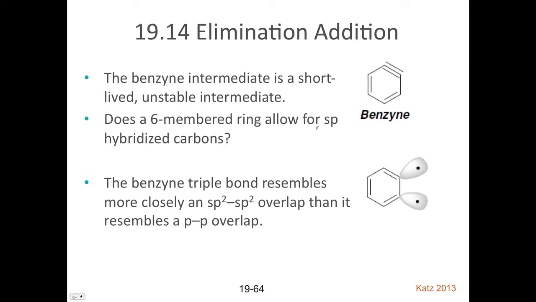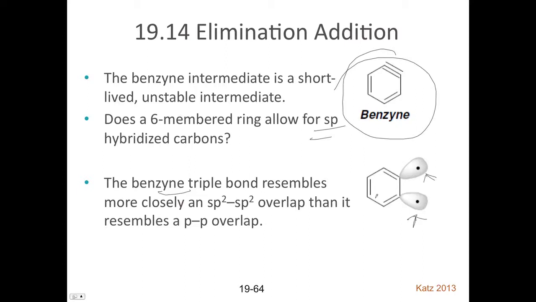So because we know that benzyne cannot allow for those things here, we draw it this way because everyone draws it that way, and we want to be as cool as everyone else. But the benzyne triple bond resembles more closely an sp2 to sp2 overlap than it does any sp. And imagine this guy here being sort of a diradical-ish, but not really. Okay, but it has some radical character in there.